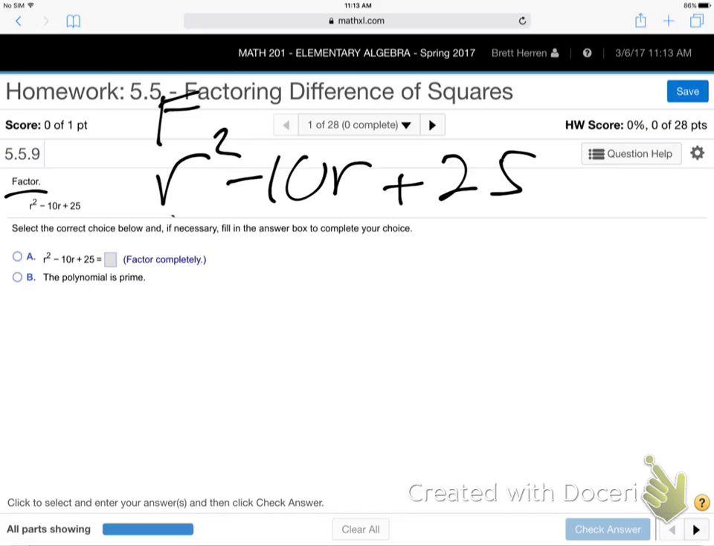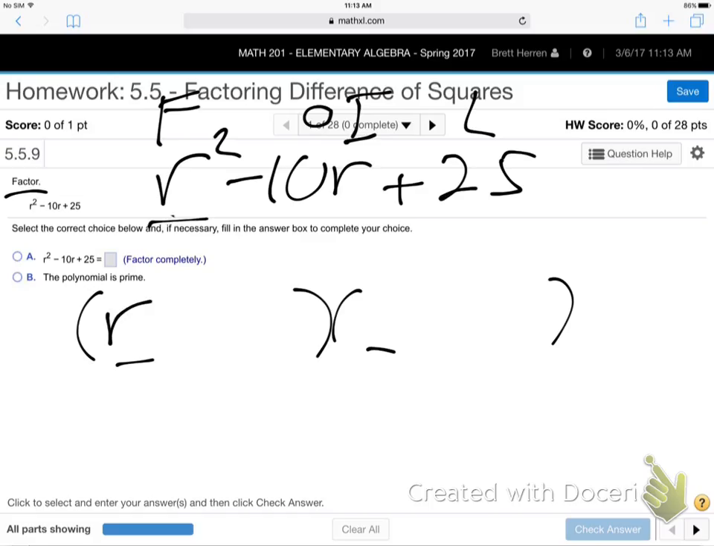We're talking FOIL now, right? Remember the FOIL word? I hope you guys made it through that homework on FOIL. If you did, you'll be in good shape now. So front times front to make front. What times what makes r squared? R and R. Okay, now last times last makes last. What times what makes 25?